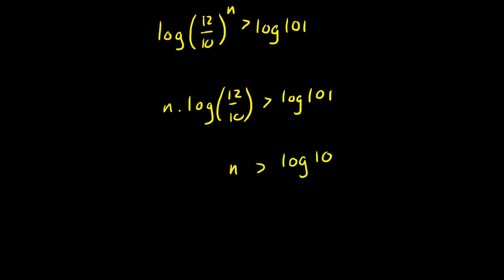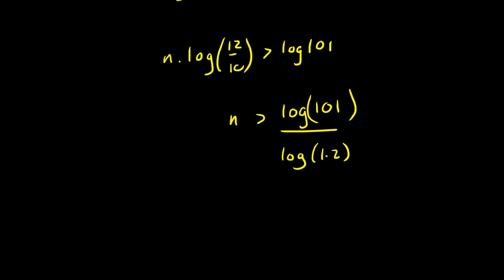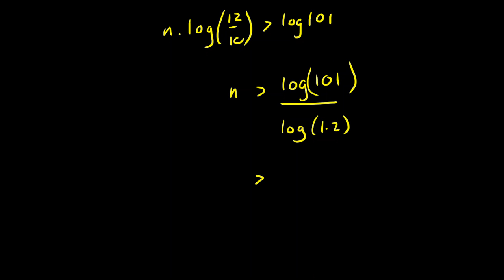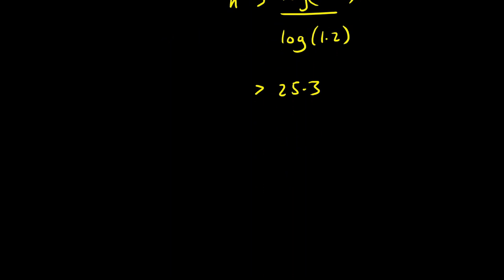So we're going to have log 101 over log 12 upon 10, which is log 1.2. And so then we just got to put that into our calculator. So I'm going to get log 101 divided by log 1.2, and the answer I get for that is 25.3. So we want n to be greater than 25.3, but of course we need to remember that we can't have decimal points, right? Because n is only integer values, right? It's the first term, second term, third term, fourth term.